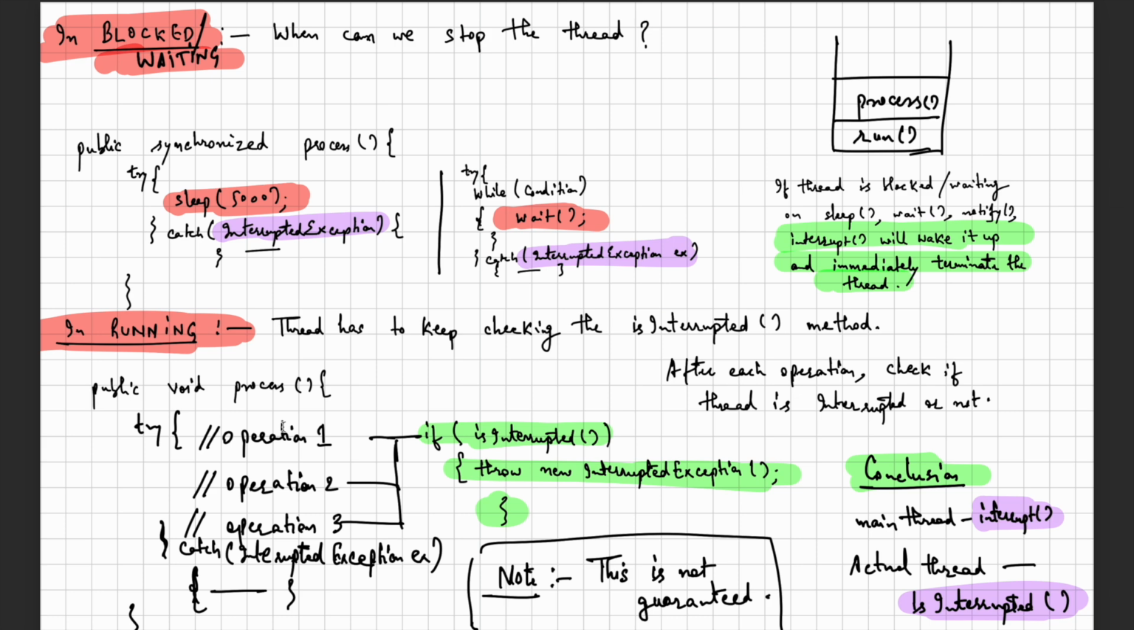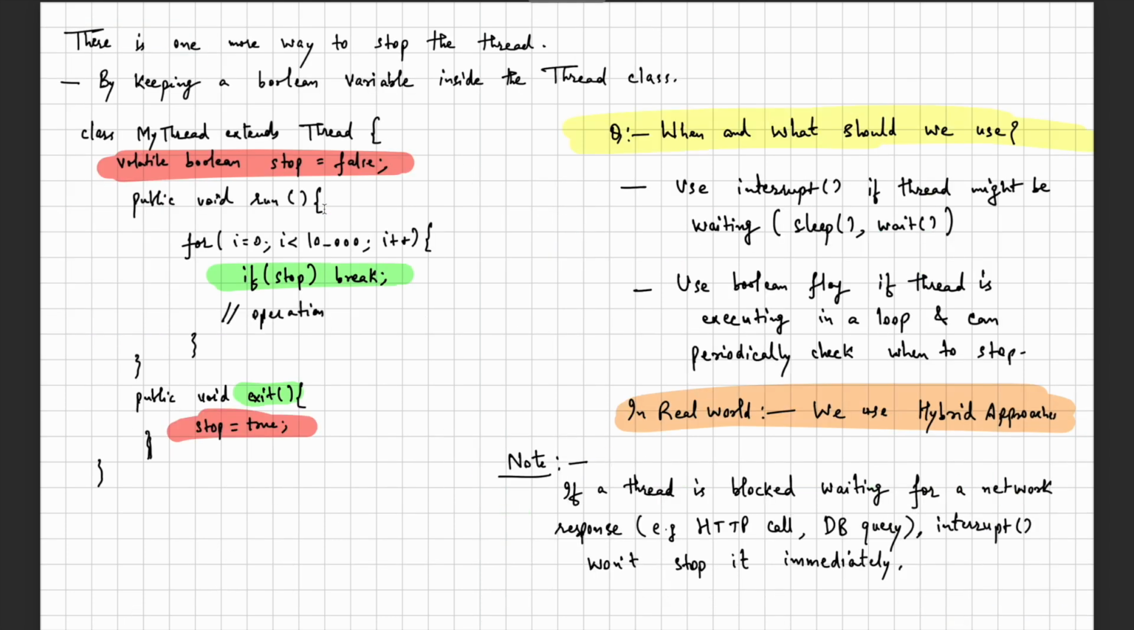This is a cooperative mechanism by the JVM, but this is not guaranteed. But yes, when your thread is in the sleep, waiting, or blocked state, it is 100% guaranteed that as soon as you interrupt the thread, it will wake up the thread and throw the interrupted exception. So that's how it would be, right?